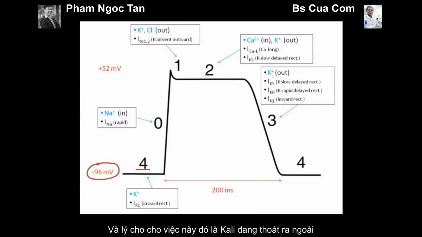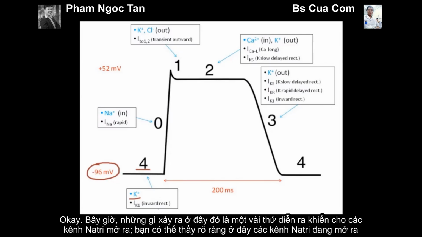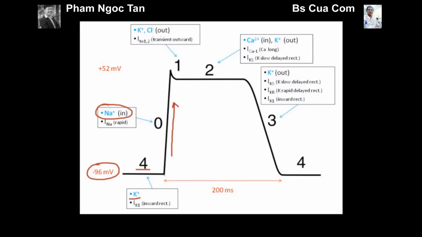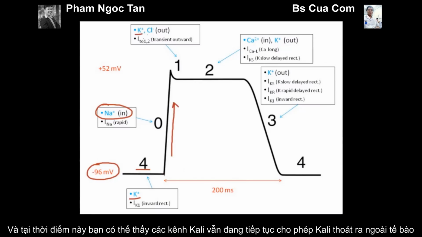And the reason for that is because there is potassium that is leaking outwards. Okay? Now, what happens is that there is some event that occurs where the sodium channels open up, and you can see here clearly that the sodium channels are opening up. That causes a positive charge to rush into the cells, and that causes depolarization. And at this point, you can see here that the potassium channels are still allowing the potassium to go out.